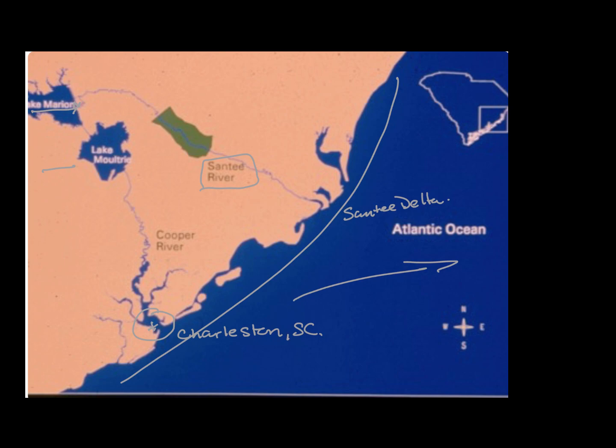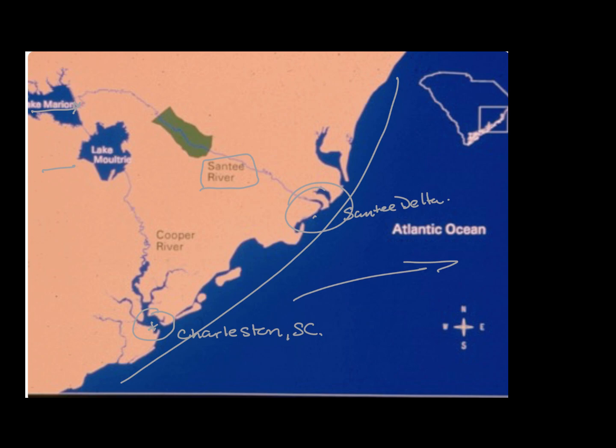The other piece of this is to recognize that there is a delta that is right here, right at the mouth of the Santee River. This delta is important as an area for waterfowl, and it has a lot of biodiversity in that area. But it is also subject to all the conditions that are present at all deltas.